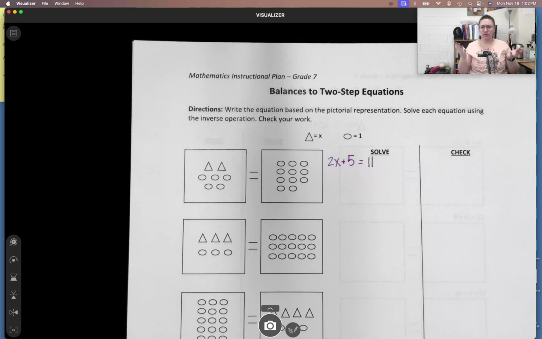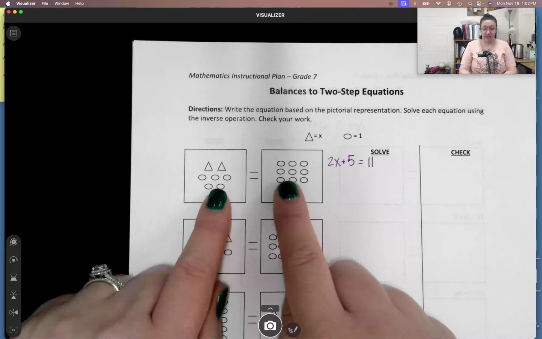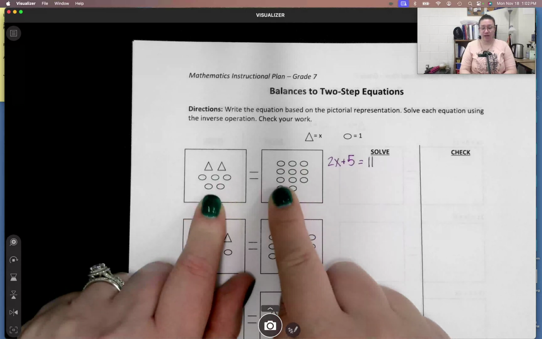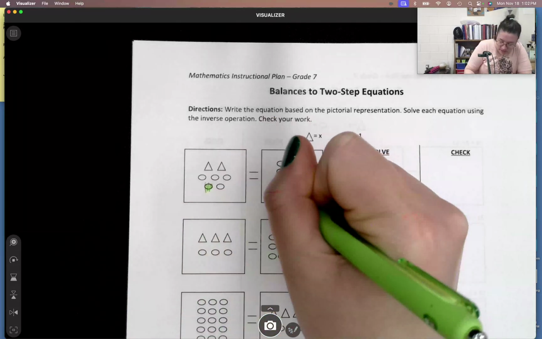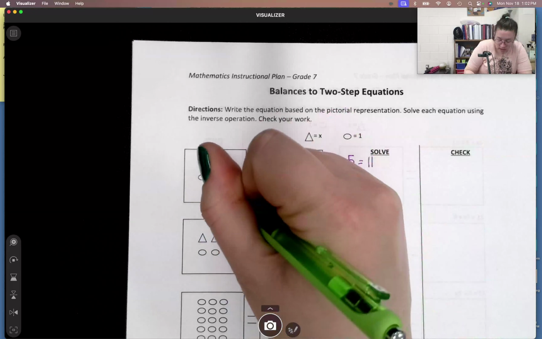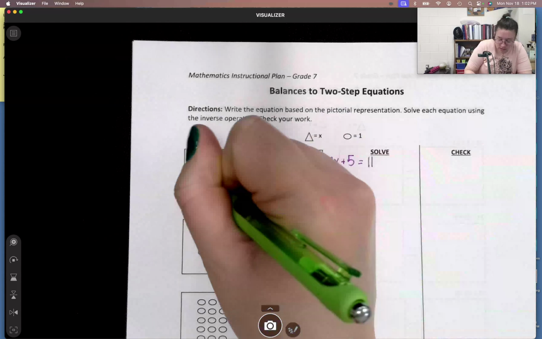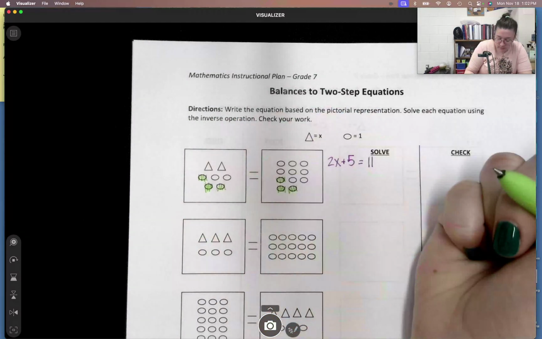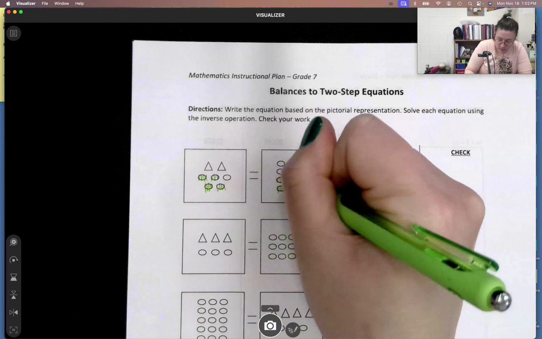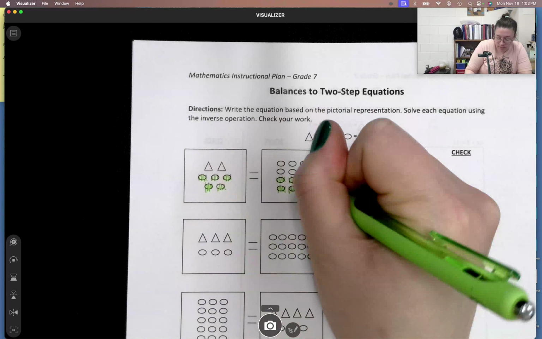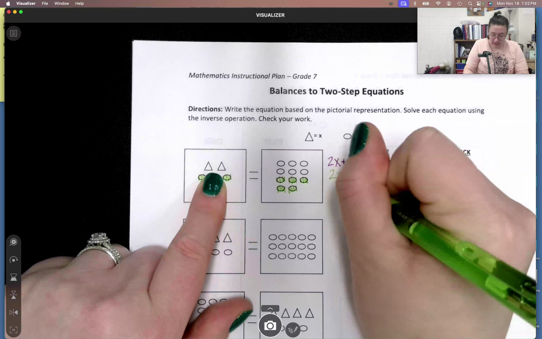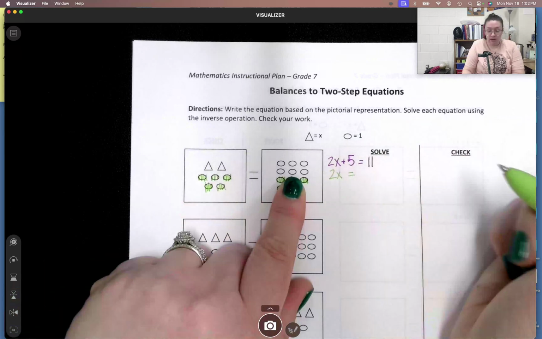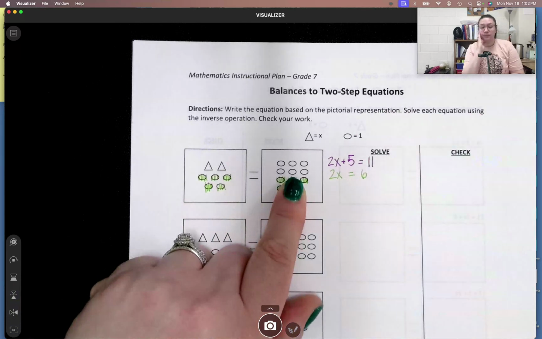So what would we do? If this was our algebra tiles, we'd be taking away our constants from both sides. What would that look like? I take away 1 from each side until I can't do that anymore. I take away 2. I take away 3. I take away 4. I can take 5 away from both sides. So now all I have left are 2x's, and that's equal to 6, because there's 6 ovals left.